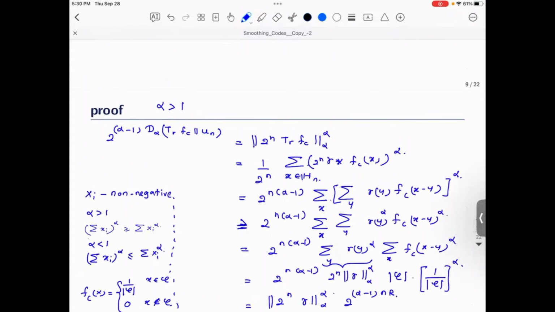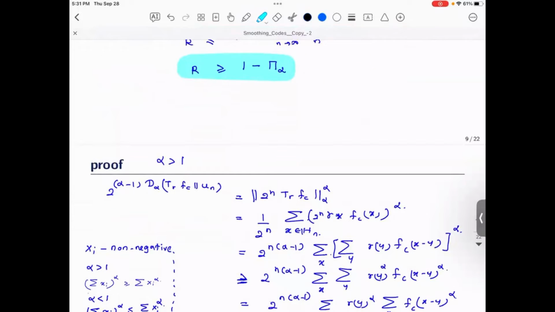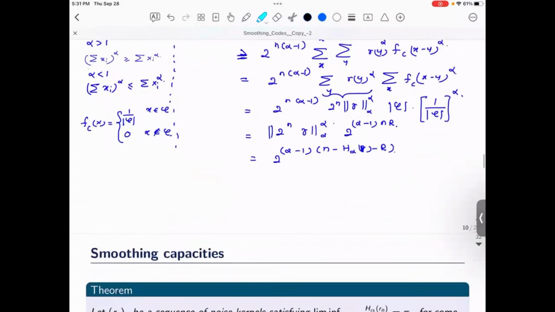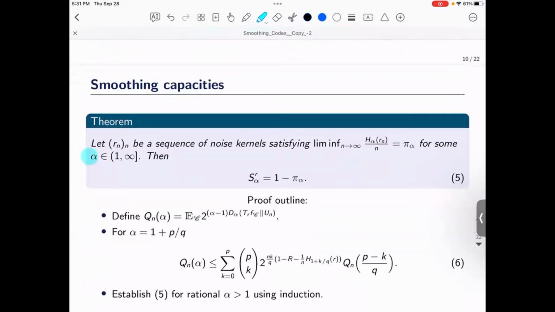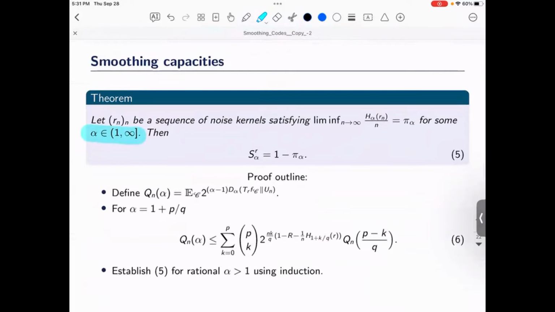Now, as Professor Datta asked, we have this necessary condition for perfect smoothing. Is this also a sufficient condition for perfect smoothing? That is the question. That is the case when alpha is in this range. I will go through just the outline of this proof, but it does not provide that much intuition, but I'll try to explain it.